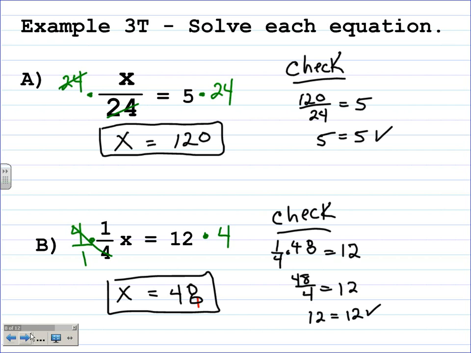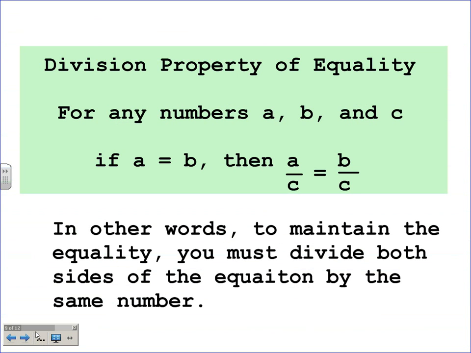Let's move into the fourth. The division property of equality. For any numbers a, b, and c, if a is equal to b, then a divided by c is equal to b divided by c. It's good to note at this point that c cannot be equal to 0 because division by 0 is not allowed. It's undefined. So we have to divide both sides, just like the other properties where we added and we subtracted and we multiplied. We have to divide both sides by the same number.